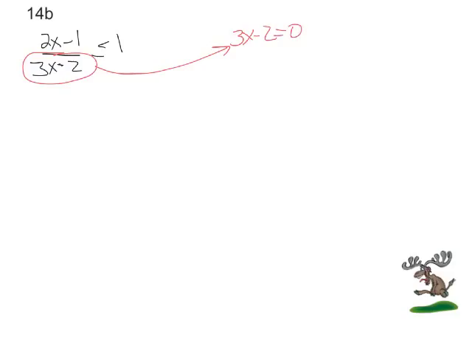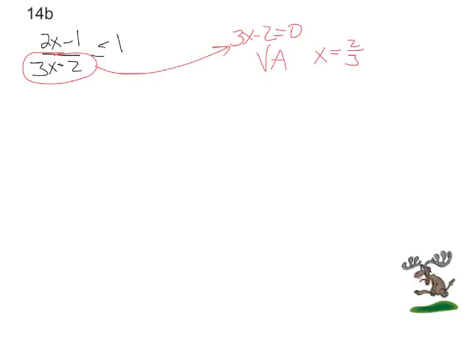Okay, 14b, we're dealing with a rational function, 2x minus 1 over 3x minus 2. And we want to know when is that less than or equal to 1. And right away when I see a rational function, I want to start to consider things like vertical asymptotes. Are there any vertical asymptotes or holes? And if I set the denominator equal to 0, I find that there's a vertical asymptote at x equals 2/3. And that's an important feature.